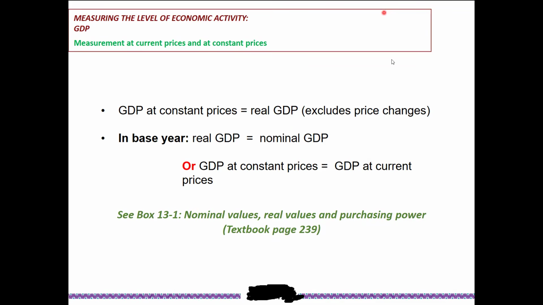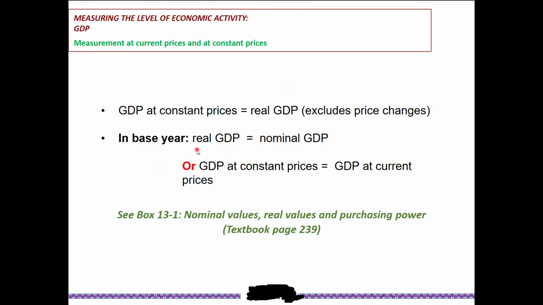So in the base year, the real GDP will be equal to nominal GDP because you are using the same figures. Remember, let's say 2010 is our base year, and you buy two quantities of bread at 10 rand each. So you're going to say 2 times 10, you're going to get 20. Also, the nominal GDP is going to be 2 times 10, which is 20, because it's in the base year.